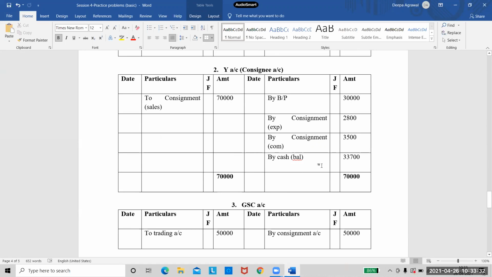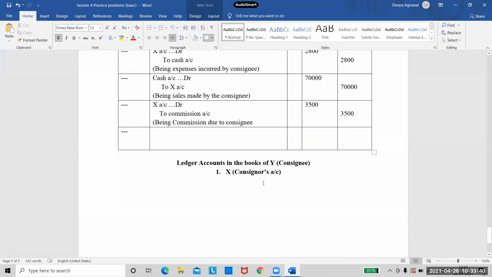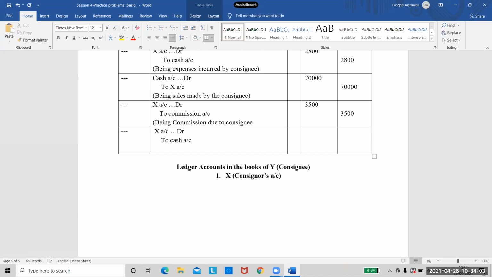And how is he paying the balance? It is through cash. So we will write off the balance entry. The amount is 33,700. You will get the same amount whether it is consignee's account or consignor's account. So we'll write the entry again. It will be again X account debtor to cash account because we are assuming that the balance is paid through cash since he did not mention anything in the problem. So it is assumed that he is paying through cash only. So X account debtor to cash account being balance paid to consignor.